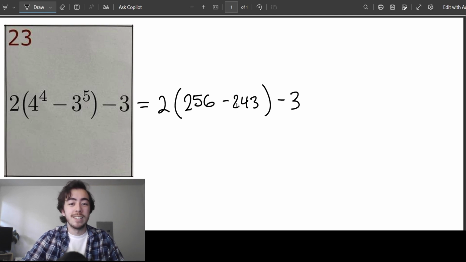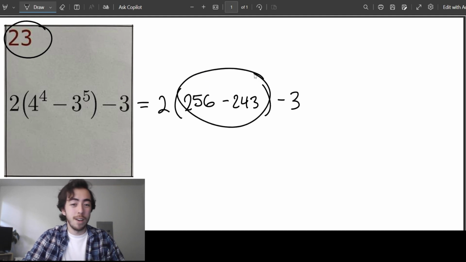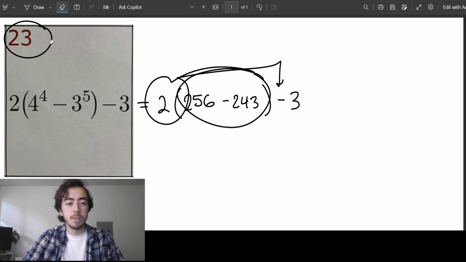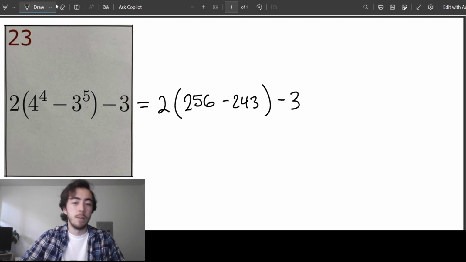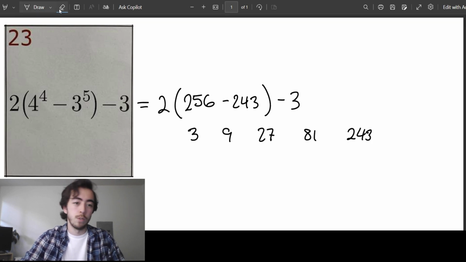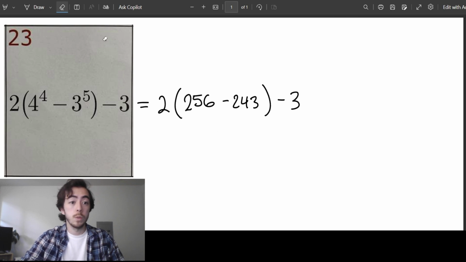Another hint that this is the case is that we do have a positive answer, so this difference should be positive, because once we multiply it by 2 and subtract 3, ideally we would still get a positive number. Also, we can just show that 3 to the power of 1 is 3, multiplying that by 3 you get 9, the next one's 27, the next one's 81, and then 3 to the power of 5 is 243. Cool, so we did the exponents.